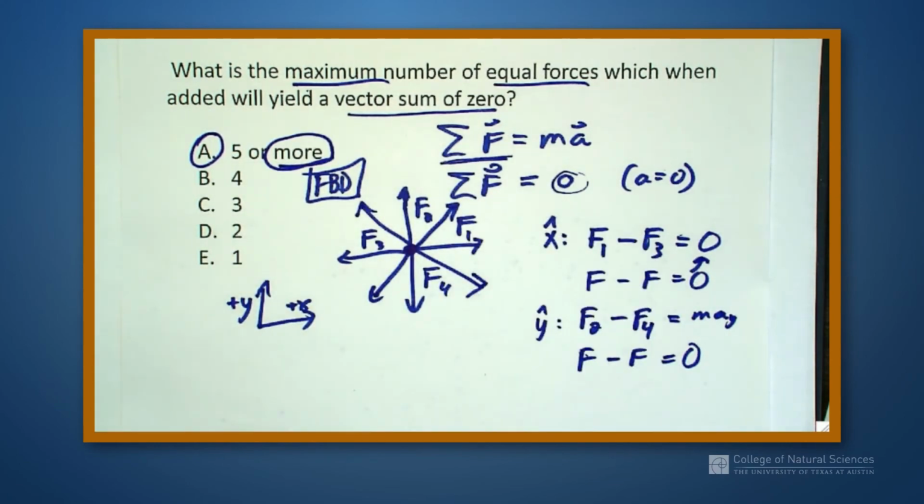I can have an infinite number of forces, of equal forces for that matter, adding up as long as they all cancel out. Pretty much it means for every one up, I need a corresponding one opposite of it. Pretty simple problem, but kind of an interesting one that we don't necessarily always remember when we're going through these problems.